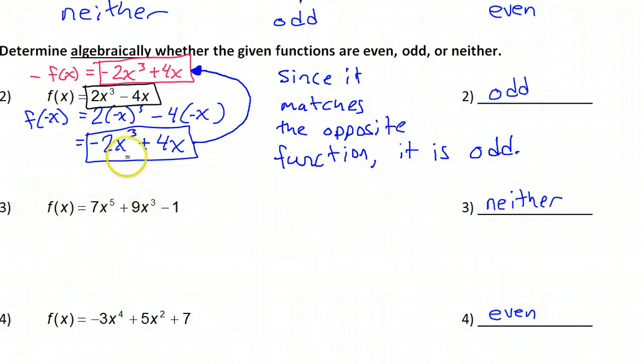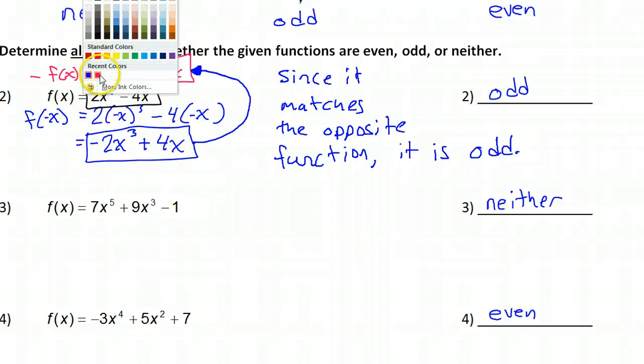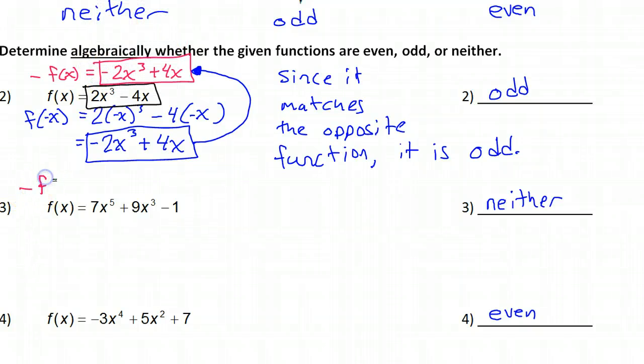We'll do the same thing with the other two. So the first thing you do is you do the opposite of the function. So the opposite will be negative 7x to the fifth power minus 9x to the third power plus 1. Okay, so there is our opposite.